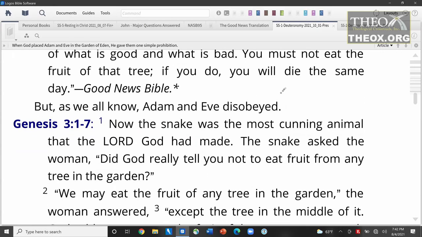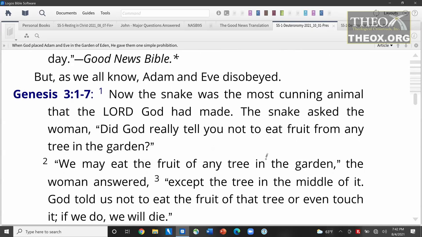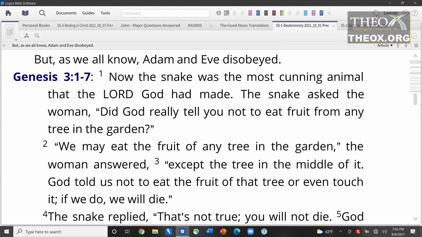But as we all know, Adam and Eve disobeyed. You want to carry on there? Genesis 3, 1 through 7, also from Good News Bible. "Now the snake was the most cunning animal that the Lord God had made. The snake asked the woman, 'Did God really tell you not to eat fruit from any tree in the garden?'"